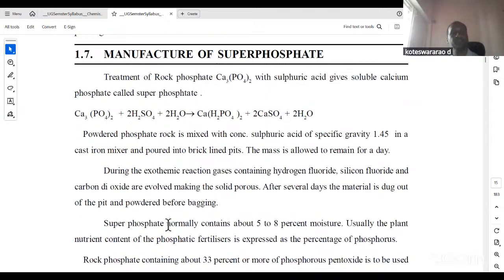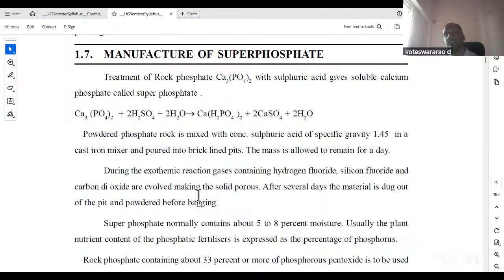calcium sulfate and water. Right. Powdered rock phosphate is mixed with concentrated sulfuric acid of specific gravity 1.45 grams per ml in a cast iron mixer and poured into brick-lined pits. The mass is allowed to remain for a day. During the exothermic reaction, gases containing hydrogen fluoride, silicon fluoride and carbon dioxide are evolved, making the solid porous.